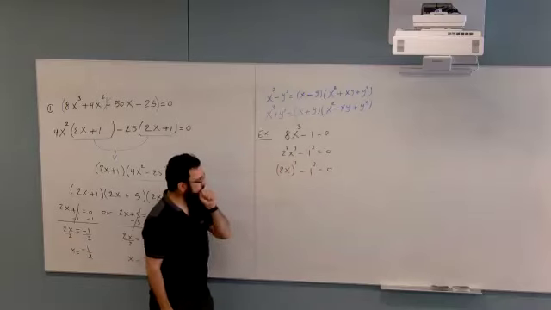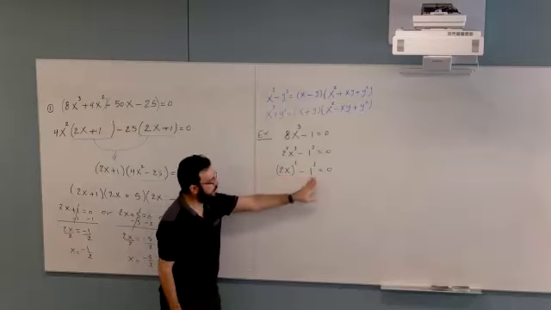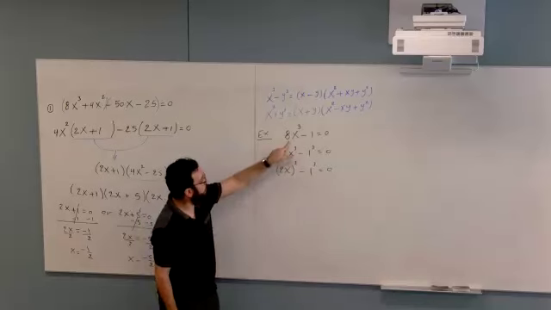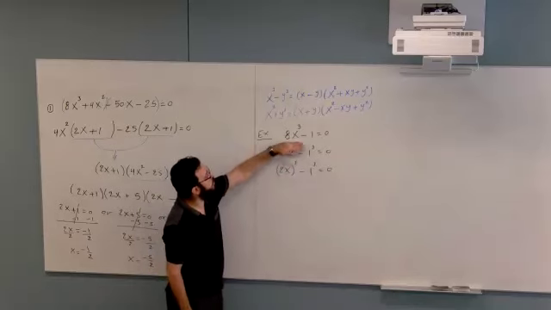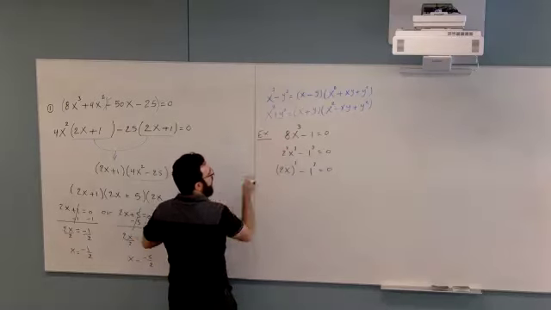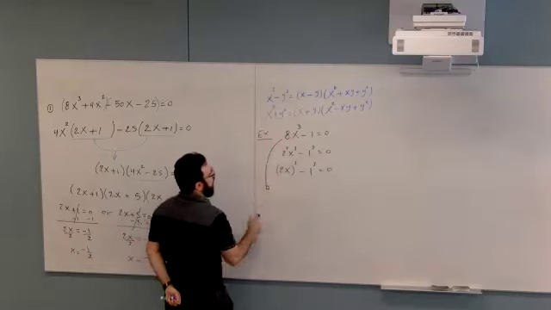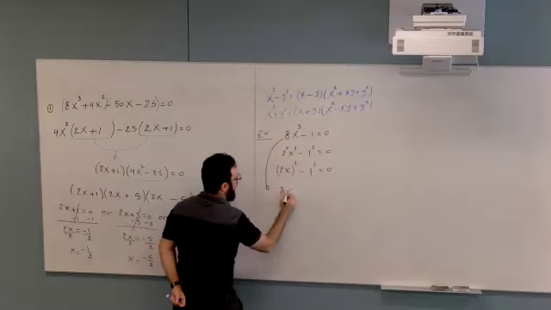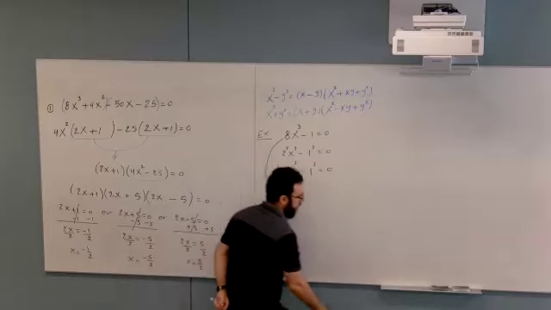Okay? So now this is a cube, this is a cube. You don't have to do this. It's just to show you. You can jump from here to here. Now, when I use the rule, I'm going to jump from here to here. So now the rule says 8x cubed.